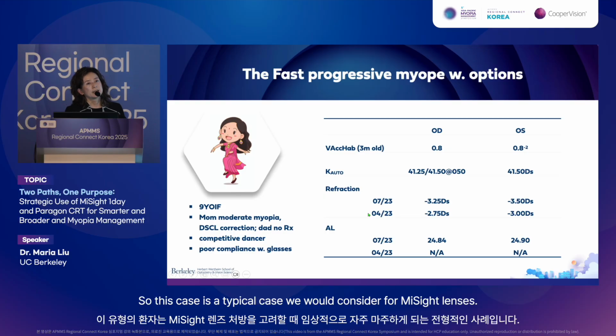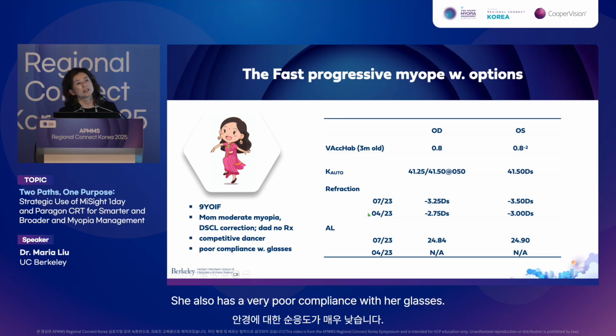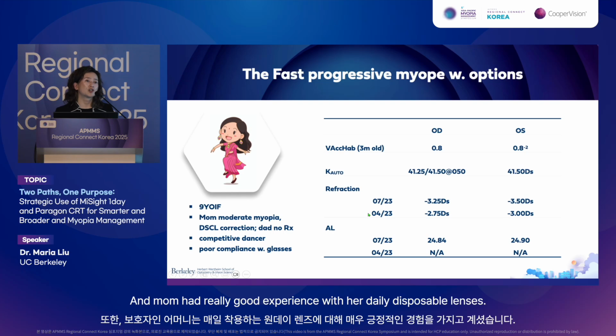So this case is a typical case we would consider for MiSight lenses. This girl is an Indian girl, a semi-professional dancer. She also has very poor compliance with her glasses. And mom had a really good experience with her daily disposable lenses.